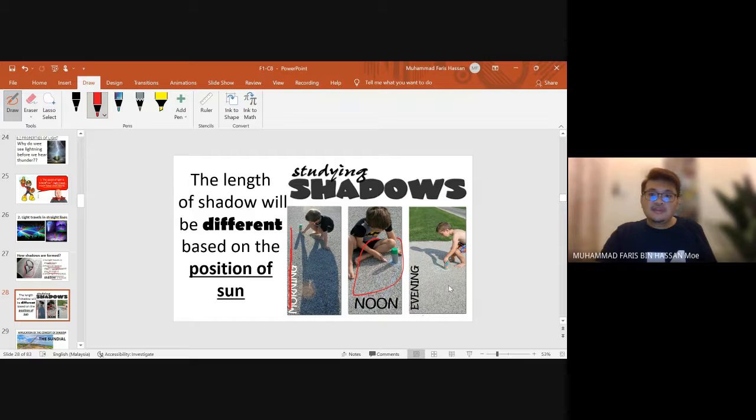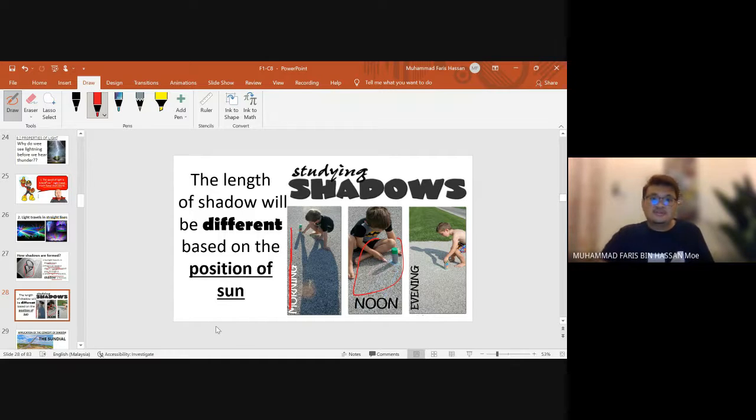When the evening comes, like 2 p.m., the length of the shadow will become long. And then at 4 p.m., it will become longer, and maybe around 6 p.m., 6:30 p.m., the length of the shadow will become the longest for that day. But the way the shadow is formed is based on where the sun is.